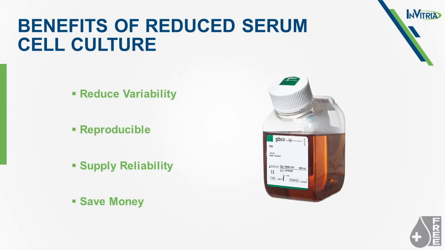Okay, so given the issues with both supply as well as the reliability of data produced in FBS-containing media, the strategy of reducing the amount of serum incorporated into any given cell culture media makes sense, and the benefits of reduced serum cell culture become very apparent once you look at the data. First and foremost, if you reduce the amount of FBS in the cell culture media, you're actually reducing the variability of the system, as replacement of serum proteins with recombinant versions reduces the FBS dependency of that cell culture system and can enhance reproducibility.